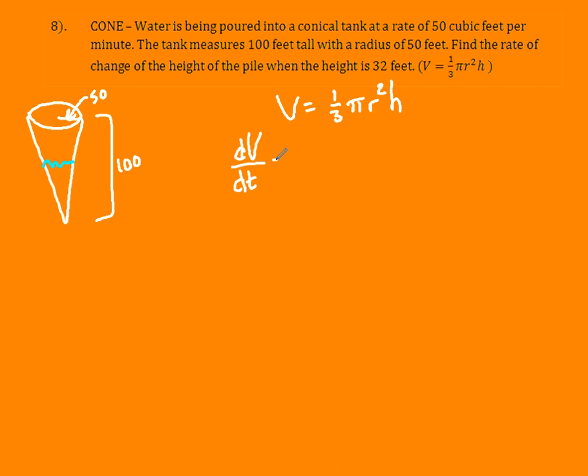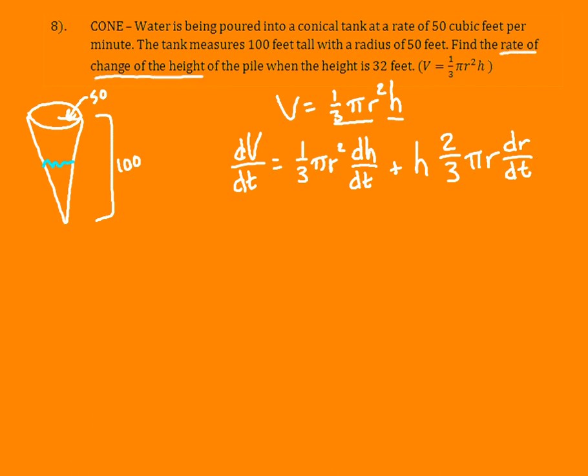dV/dt will equal, I'll make this whole thing my first and h my second. So it's going to be first times the derivative of the second, plus the second times the derivative of the first. So bring 2 down in front, so now it'll be 2/3 pi times r dr/dt. From here, we need to try to plug things in. Now, they want to know the rate of change of the height, so what I'm looking for is just this guy right here, dh/dt. That means everything else I should be able to plug something in. So let's go ahead and do that.